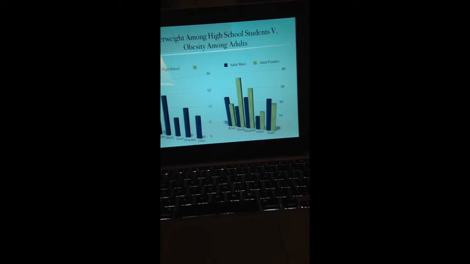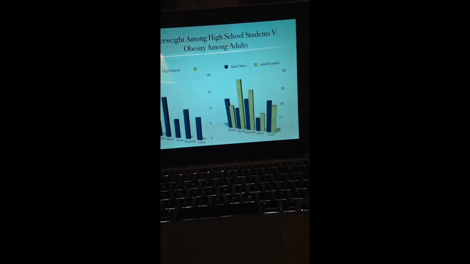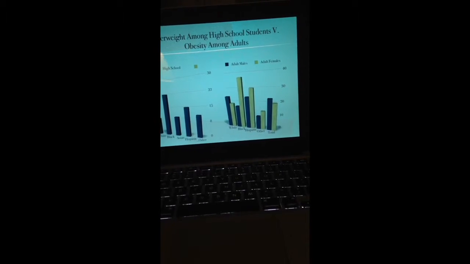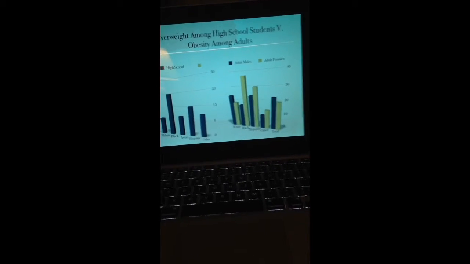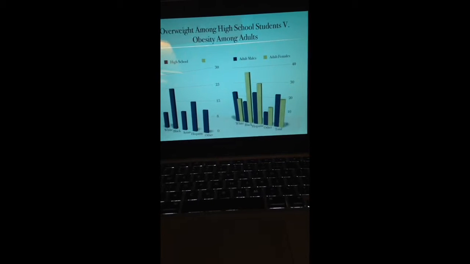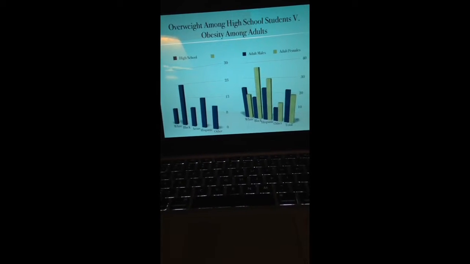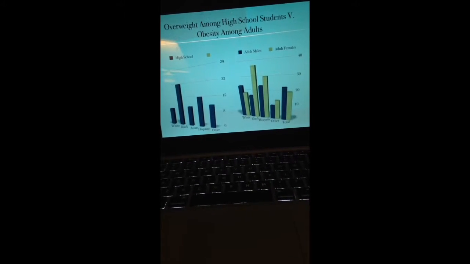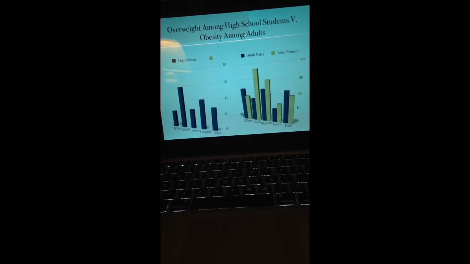So there are obviously more obese adults than overweight high school students, which is expected. But if we were to stop it in high school, then the number of obese adults would be smaller too. So we could just nip it in the bud.